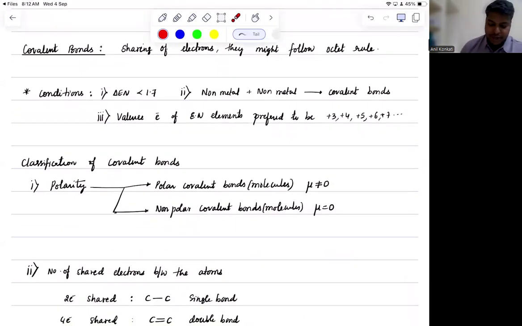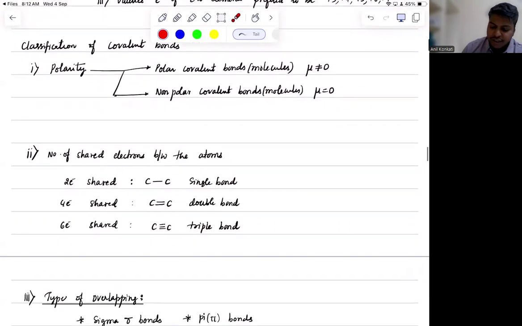In covalent bonds, we have seen what the conditions are. Electronegativity difference should be less than 1.7. It should be between non-metal and non-metal. Valence electrons of electronegativity will prefer when you have +3, +4, higher oxidation states, higher valency of the elements. That will give covalent bonds more than ionic bonds.